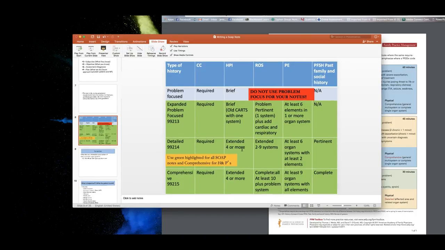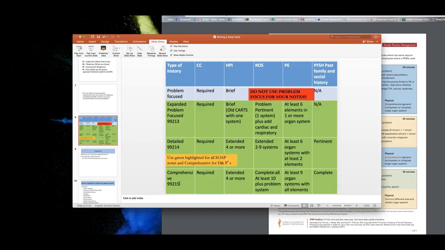Don't panic yet, because I'm going to show you what things mean. Take notes, all right? I want you to write down elements and systems, okay? Because there are systems, and then under each system is what's called elements. And that's for billing, but it's good to get to know what elements mean. Then we have comprehensive, which I rarely do, unless I'm doing pre-op visits.